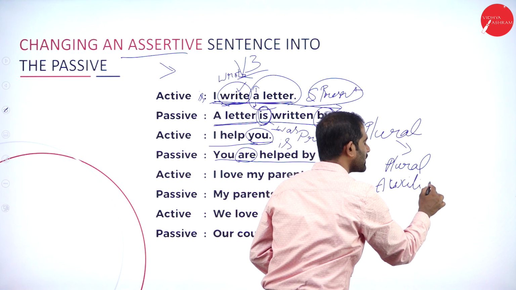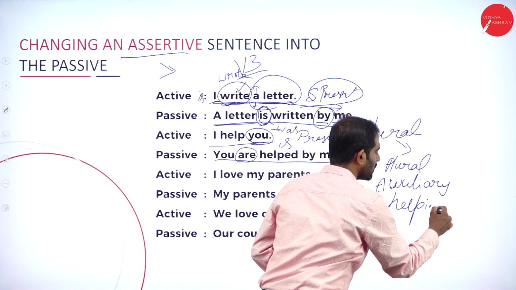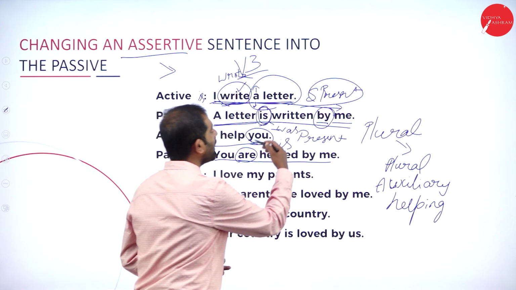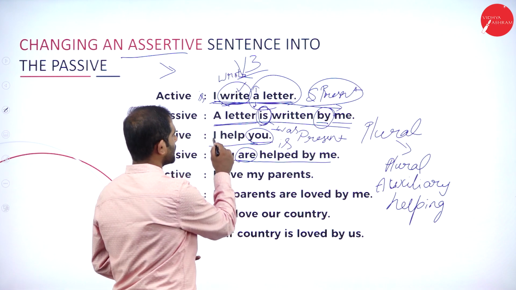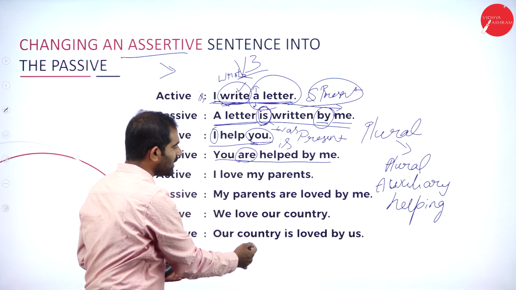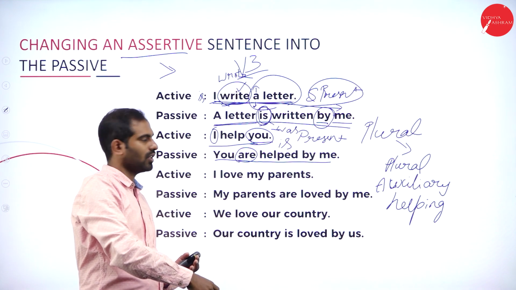We call it auxiliary or helping verb. You should know this. It is a must. So you are helped by me. I becomes me. I love my parents. All of these sentences are in present tense. What if they change to other tenses?